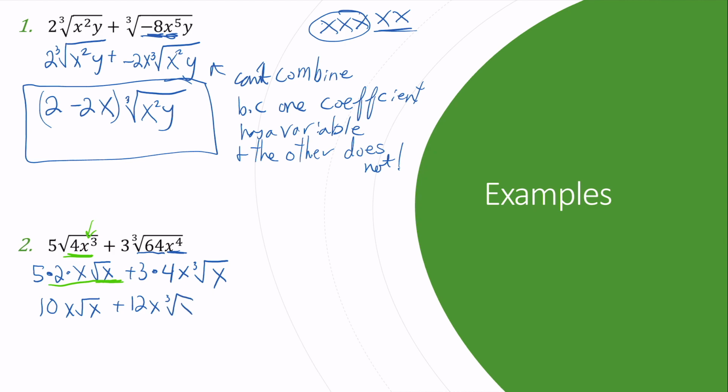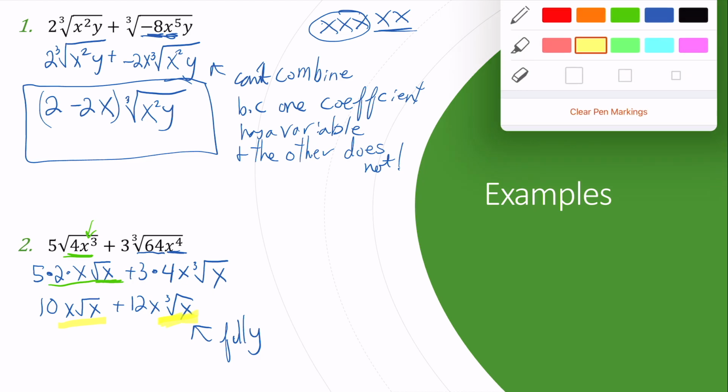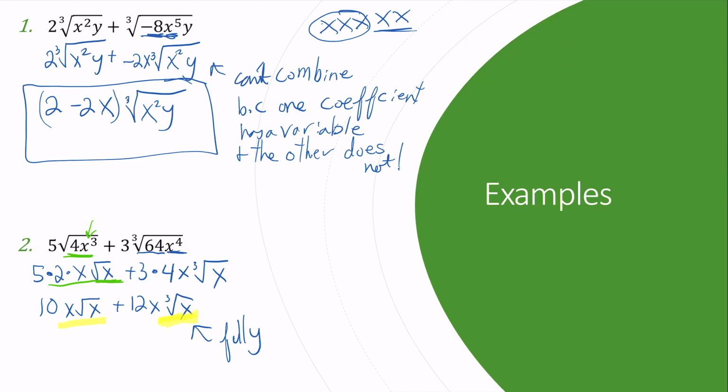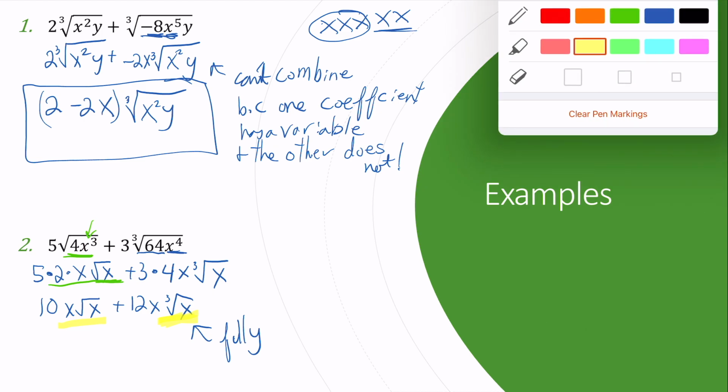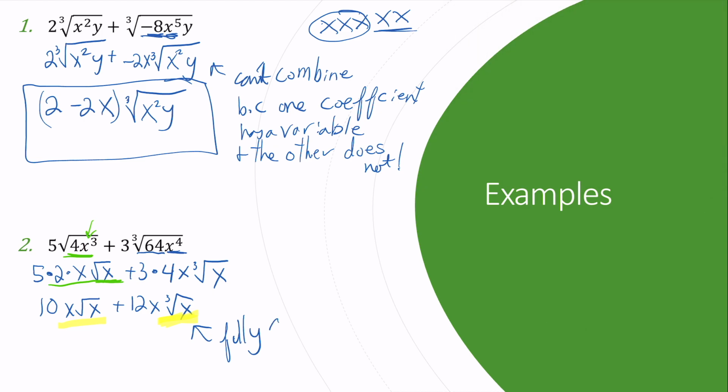And I can't simplify this any further because one of these is a square root and the other is a cube root. So these aren't the exact same type of radical. These are not like radicals. So this is fully simplified.